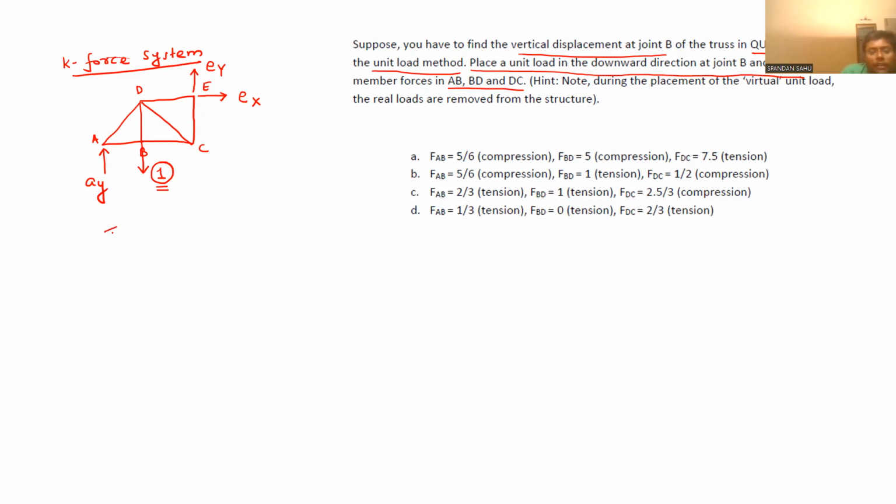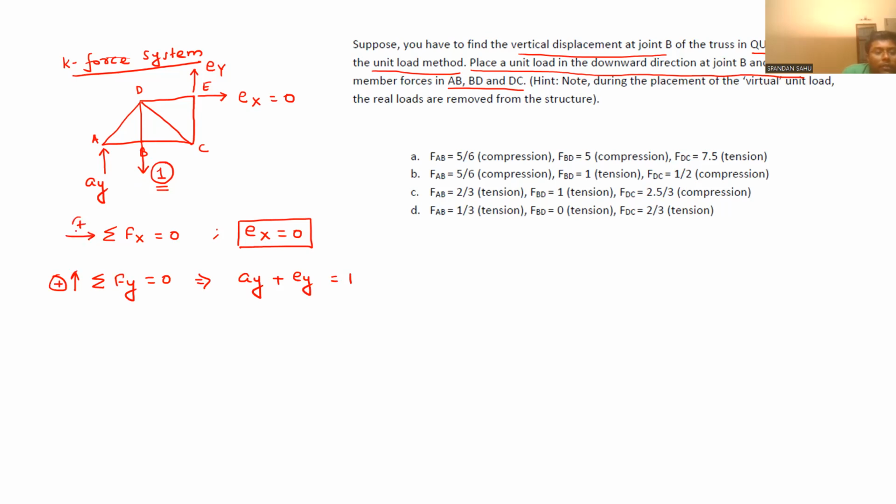We can directly write summation of Fx will be equal to 0. From here we will get Ex equal to 0. So this force is 0. Now when we write summation of Fy equal to 0, we will get Ay plus Ey equal to 1. And we are considering upward to be positive and right side to be positive. So this is equation 1, this is equation 2.